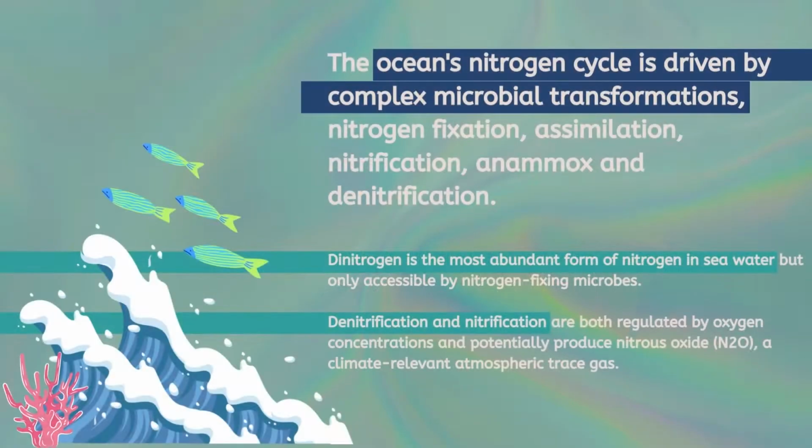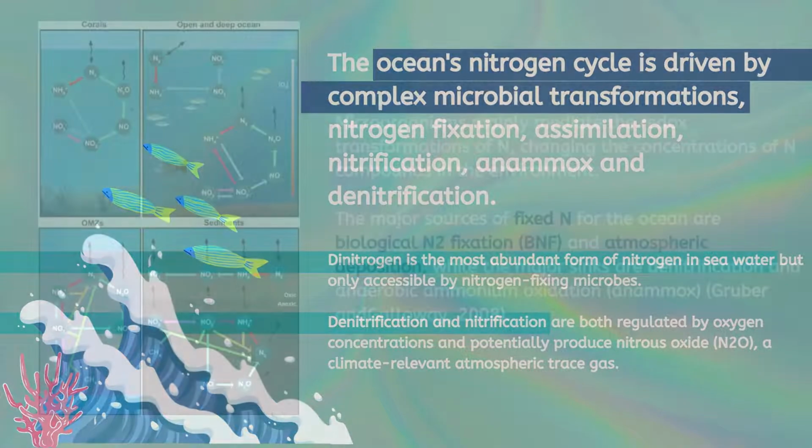Water quality. Dinitrogen is the most abundant nitrogen in seawater, but only accessible by nitrogen-fixing microbes. Denitrification and nitrification are both regulated by oxygen concentrations and potentially produce nitrous oxide.